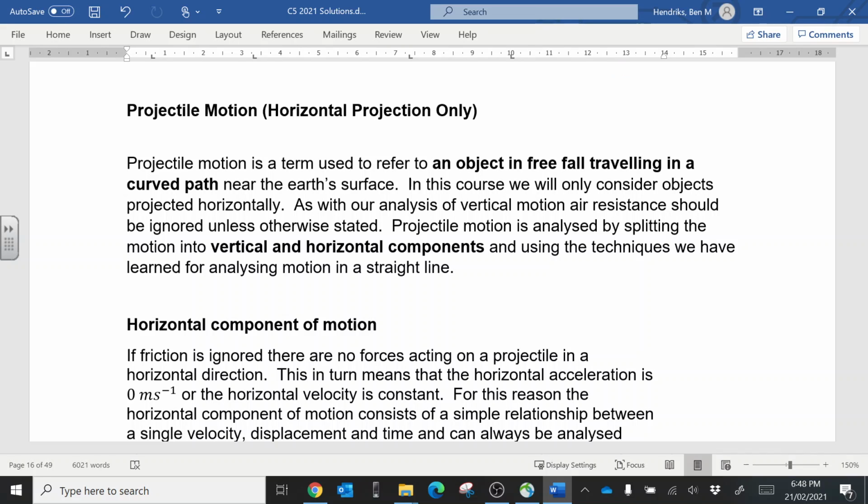Welcome back to another physical sciences lecture, and today we are looking at projectile motion. The only cases of projectile motion we consider in this course are horizontal projectile motion.